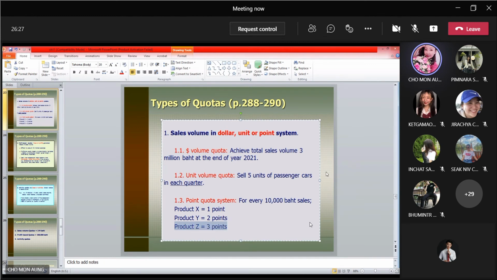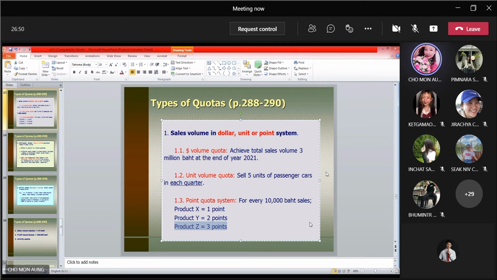Definitely, it must be difficult to sell. Product, unpopular model, unpopular design. Or it might be like old stock, old inventory. Possible. That's why you have to push them, right? You have to push them to the market. That's why you assign the high points.